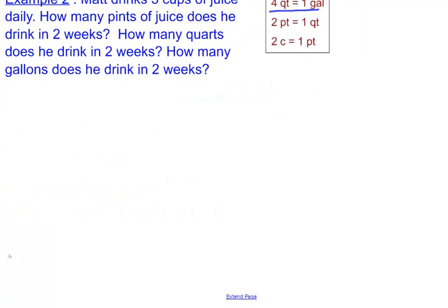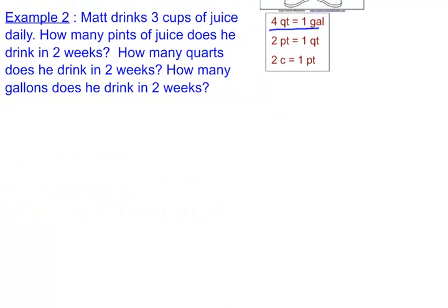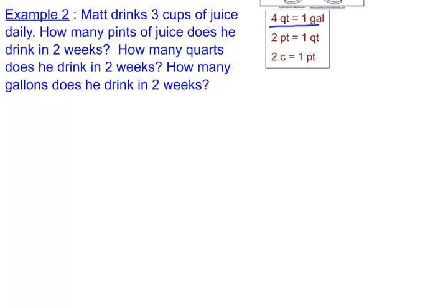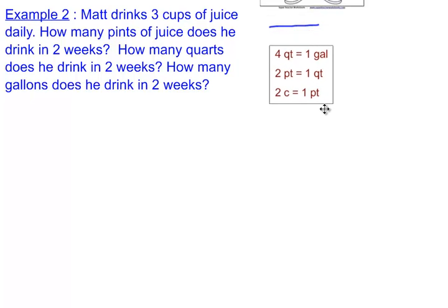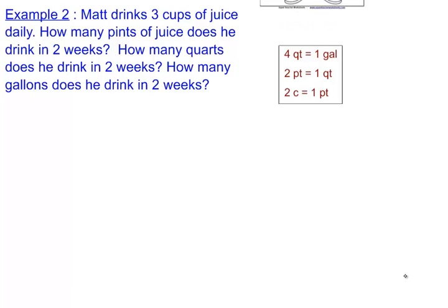Okay, last example is a conversion problem. So I'm going to move this right here so we can see it better, because we're going to use it a lot. Alright, so in this example, Matt drinks 3 cups of juice daily. How many pints of juice does he drink in 2 weeks? How many quarts does he drink in 2 weeks? How many gallons does he drink in 2 weeks?